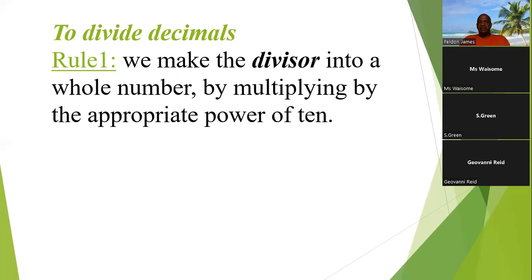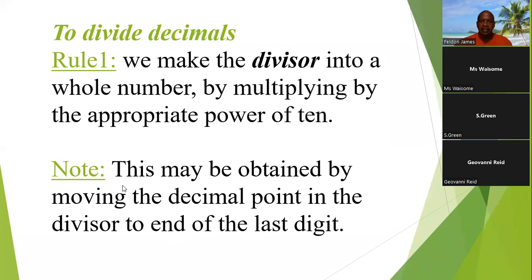We make the divisor into a whole number by multiplying by the appropriate power of 10. Now if we have one decimal dividing by another decimal, just in a similar way as when we are looking at fractions, our divisor, so let's say we have 2.3 divided by 0.75.